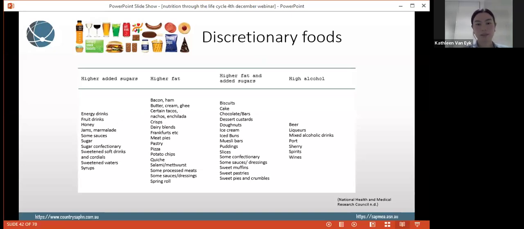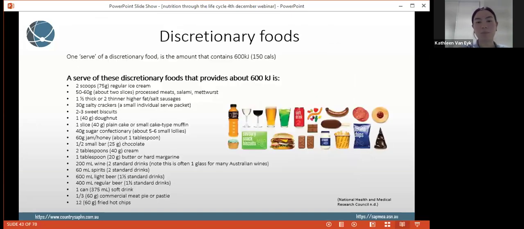Higher fat, so bacon, pizzas, chips, cakes and biscuits, and alcohol. I guess these foods do have a place, but they are quite high in calories, and it does add up quite quickly. And just to show you how many calories might be in one serve of these foods. Usually one serve is considered about 600 kilojoules or 150 calories.